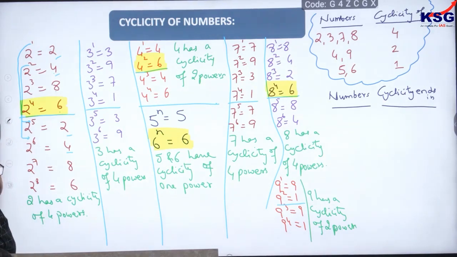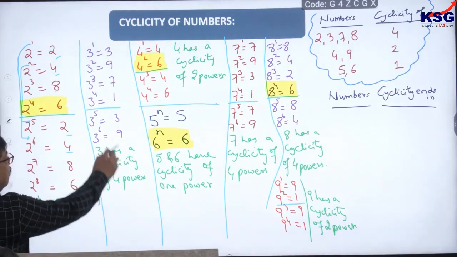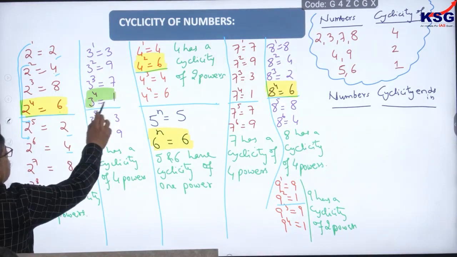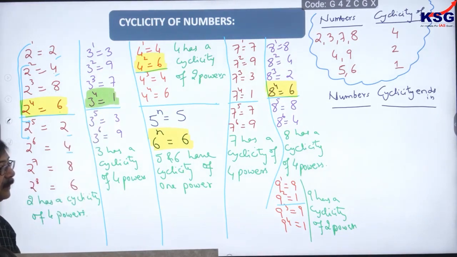Odd numbers. Odd numbers are 3, 5, 7, 9. But 5 we will keep separate. Why? Because 5 to the power of anything is 5 only. Correct? So apart from 5, which are the odd numbers that we have? 3, 7 and 9. Correct? Alright. So watch 3. 3 has a cyclicity of 4 powers. So 3 to the power of 4, what do you get? 1.